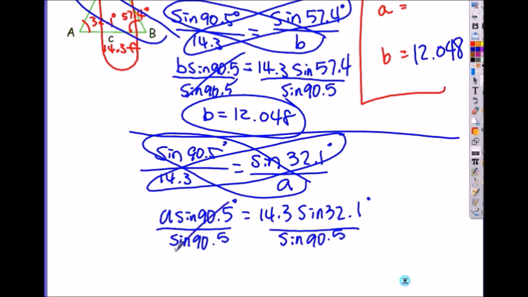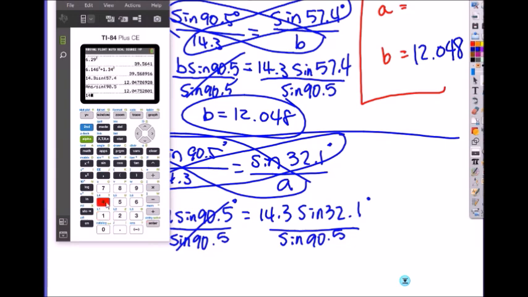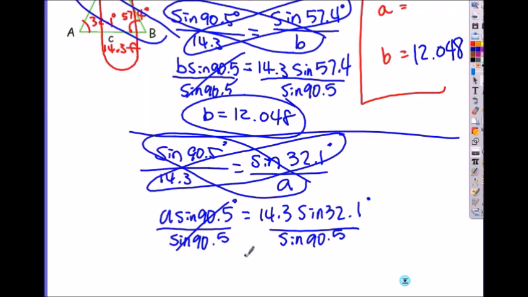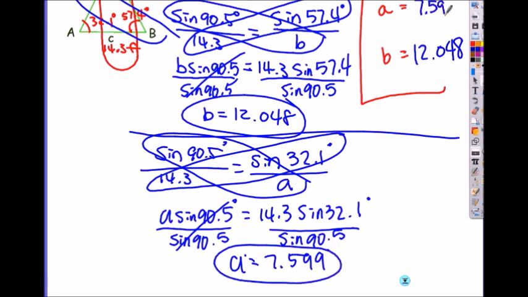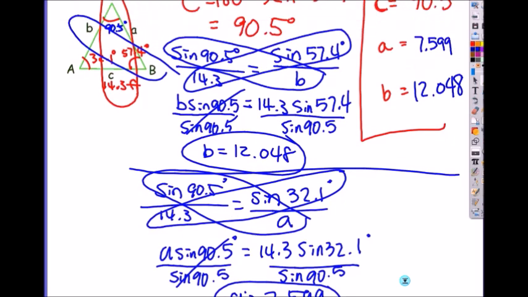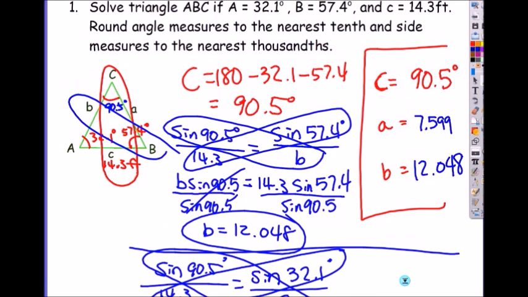So what do we get? 14.3 times sine of 32.1. Press enter. Divide by sine of 90.5. 7.599. So A equals 7.599. So here we solve the triangle. You have all three angles and all three sides. Okay?